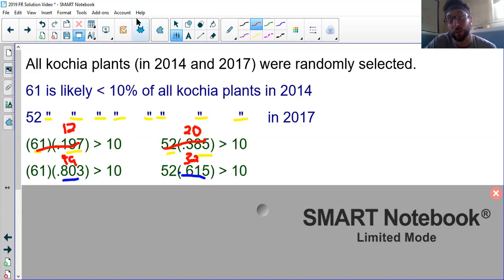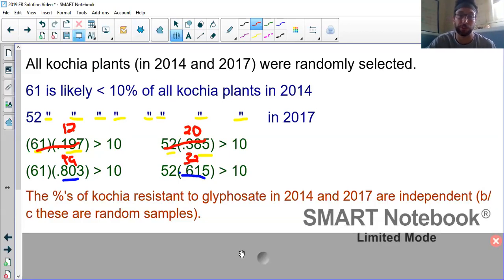And then lastly, anytime we have two samples, we want independent groups. In this case, that means we want the percent that are resistant in 14 to be unrelated, to be independent from the percent that were resistant in 17. And there's no reason to believe those percents that are resistant are related because we have random samples. And that's what we're seeing here. So hypotheses, conditions, moving on.